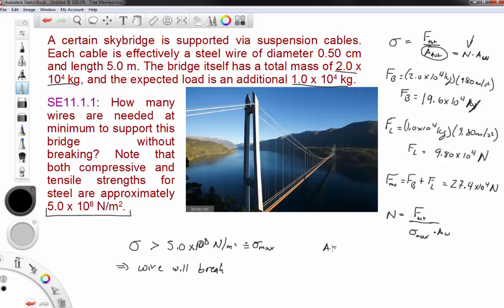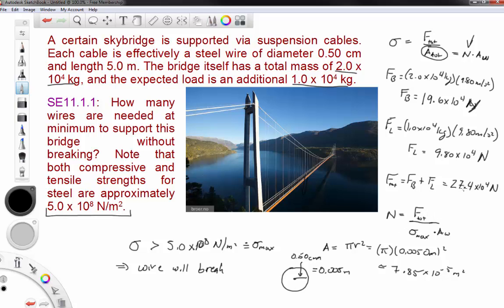And the area of a wire is given here by noting that we have a diameter of 0.5 centimeters. So from an end-on view, the wire looks like this. So this is 0.50 centimeters, or 5 millimeters, if you will. And so that's the same as 0.005 meters. So the area of a wire is pi r squared. So that's pi times 0.005 meters squared. All right, so that means that for the wire, the area is about 7.85 times 10 to the minus 5 meters squared.